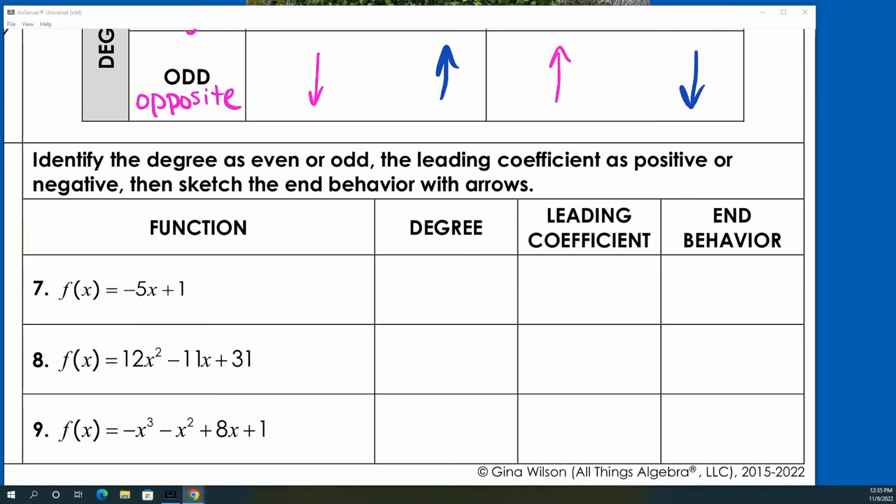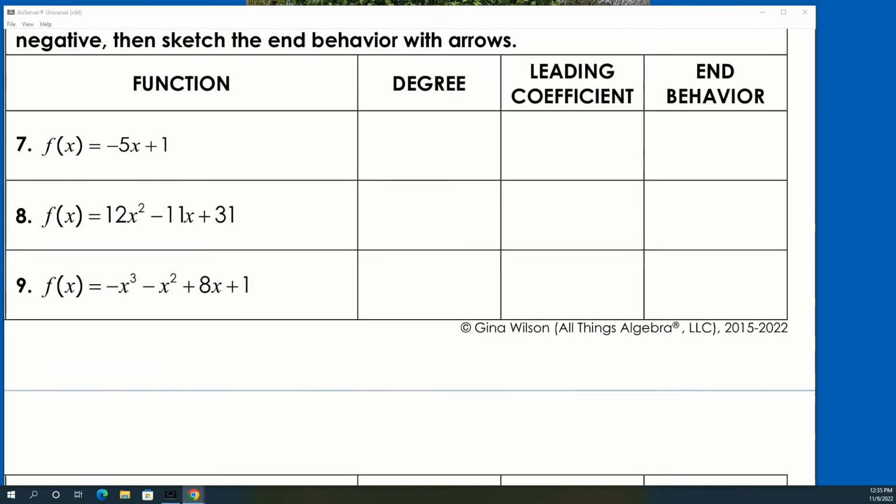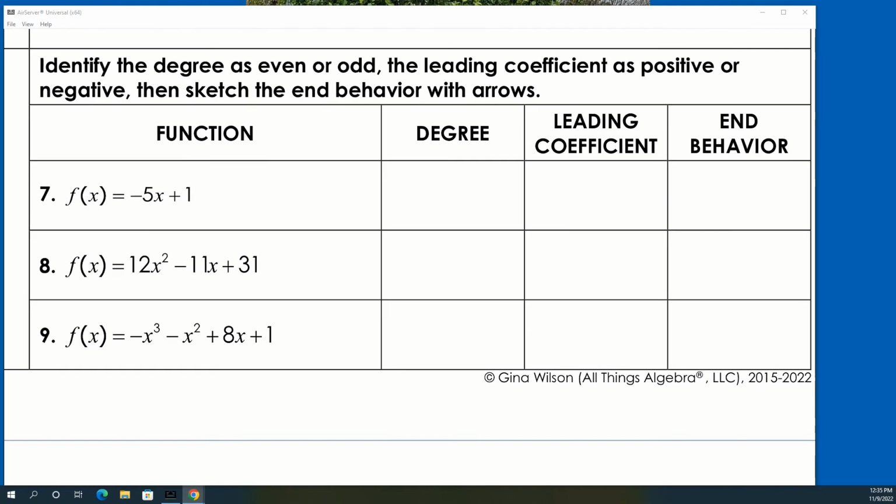Okay. So what we're going to do on this table, some of this table is going to be for your homework, but some of it we're going to do together. We're going to go ahead and write down what the degree is and what the leading coefficient is, and then we're going to decide on the arrows. So the degree is always the largest exponent. So if there's not an exponent, like it's x to what power? The first. So on this first one, the degree is 1. And then the leading coefficient is the number in front of that x that had the largest exponent. So our leading coefficient is going to be negative 5.